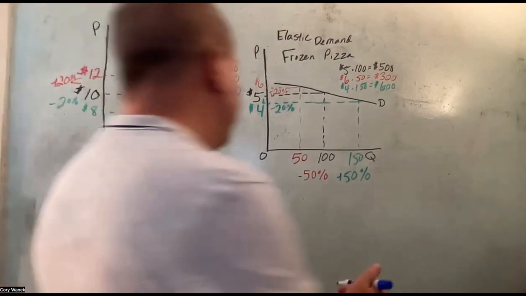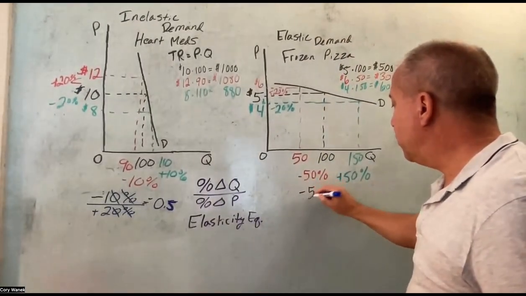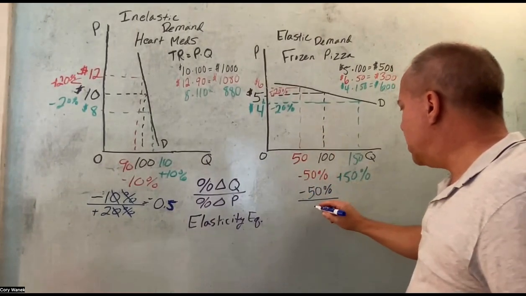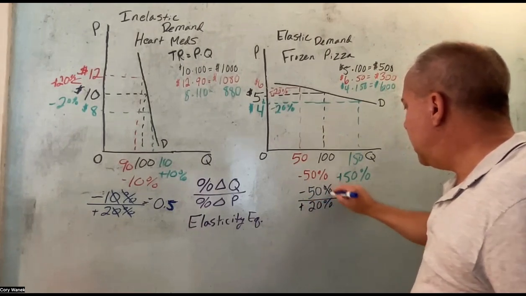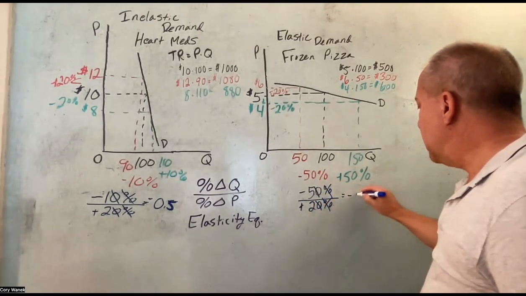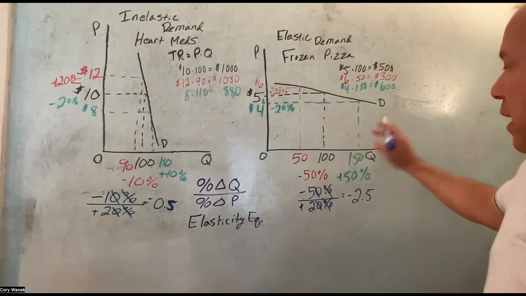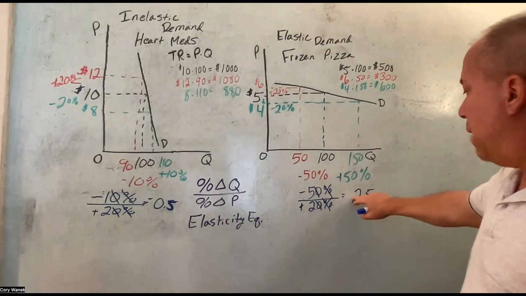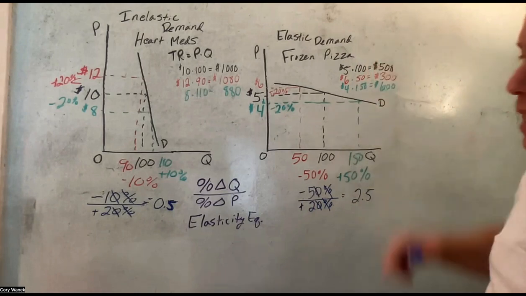Whereas over here, the quantity change is minus 50% divided by 20%. You raise the price 20%. Take out the like terms. 5 divided by 2 could be negative 2.5. So here, because the number is an absolute value, we oftentimes take the negative sign away and make it the absolute value. Since this is greater than 1, this is an elastic product.